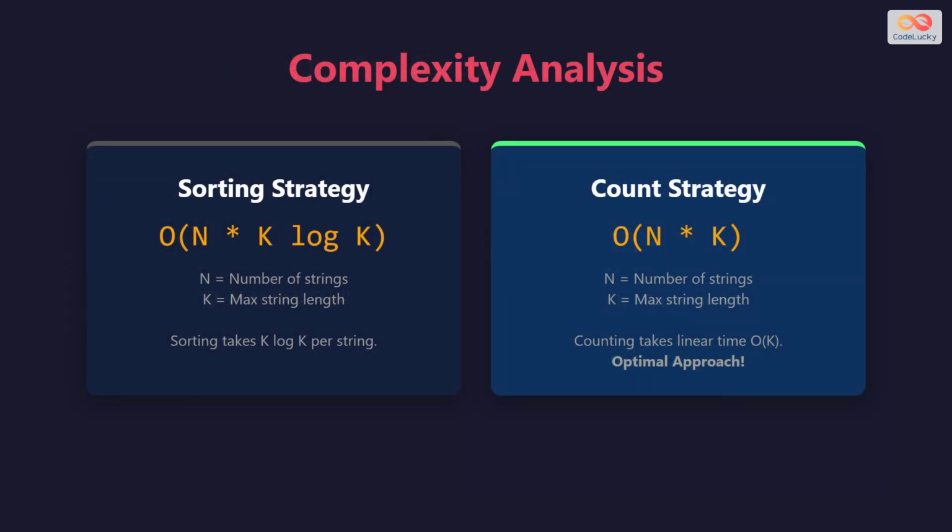Let us compare the complexity. The sorting strategy runs in big O of n times k log k, where n is the number of strings and k is the max length of a string, because sorting takes k log k time. The character count strategy, however, runs in big O of n times k, which is linear with respect to the input size, making it the optimal approach for this problem.